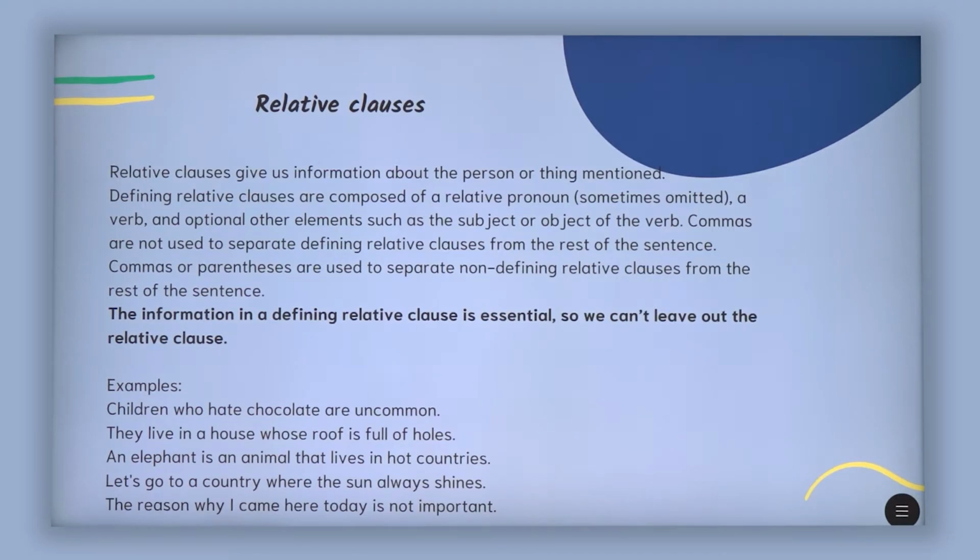Below you will find some examples, such as: children who hate chocolate are uncommon. They live in a house whose roof is full of holes. An elephant is an animal that lives in hot countries. Let's go to a country where the sun always shines. The reason why I came here today is not important. So here, in these examples, we've got who, whose, that, where, and why as relative pronouns.